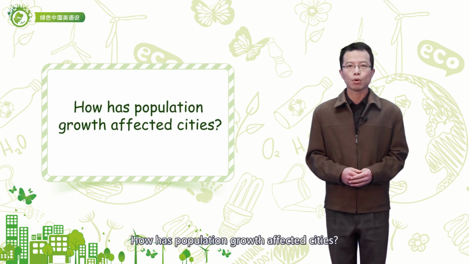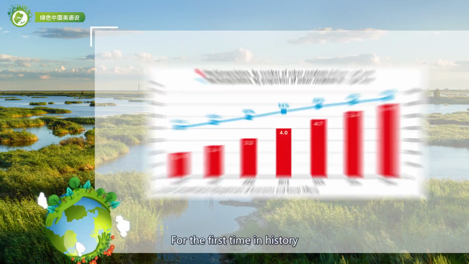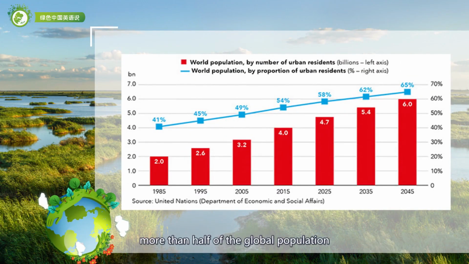How has population growth affected cities? For the first time in history, more than half of the global population live in towns and cities. By 2050, that proportion is expected to rise to 2/3.